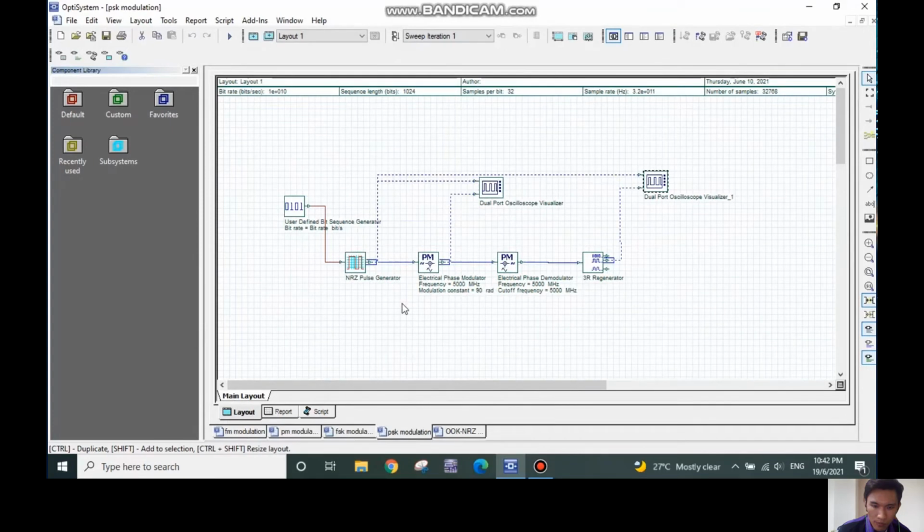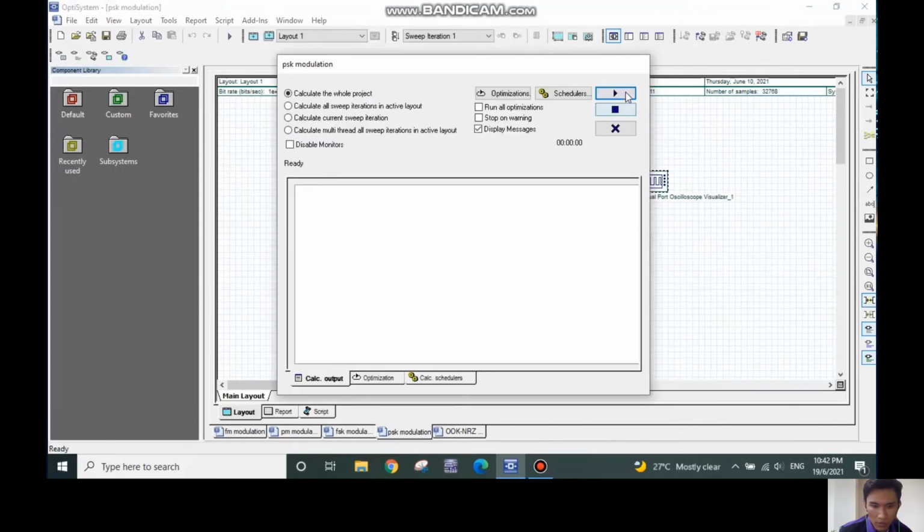Next, I will move to PSK modulation, phase shift keying modulation. So the parameters that I use in the PSK modulation are also similar to the FSK modulation, but I changed to the electrical phase modulator and demodulator with the carrier signal of 5000 MHz. So I will run the simulation.